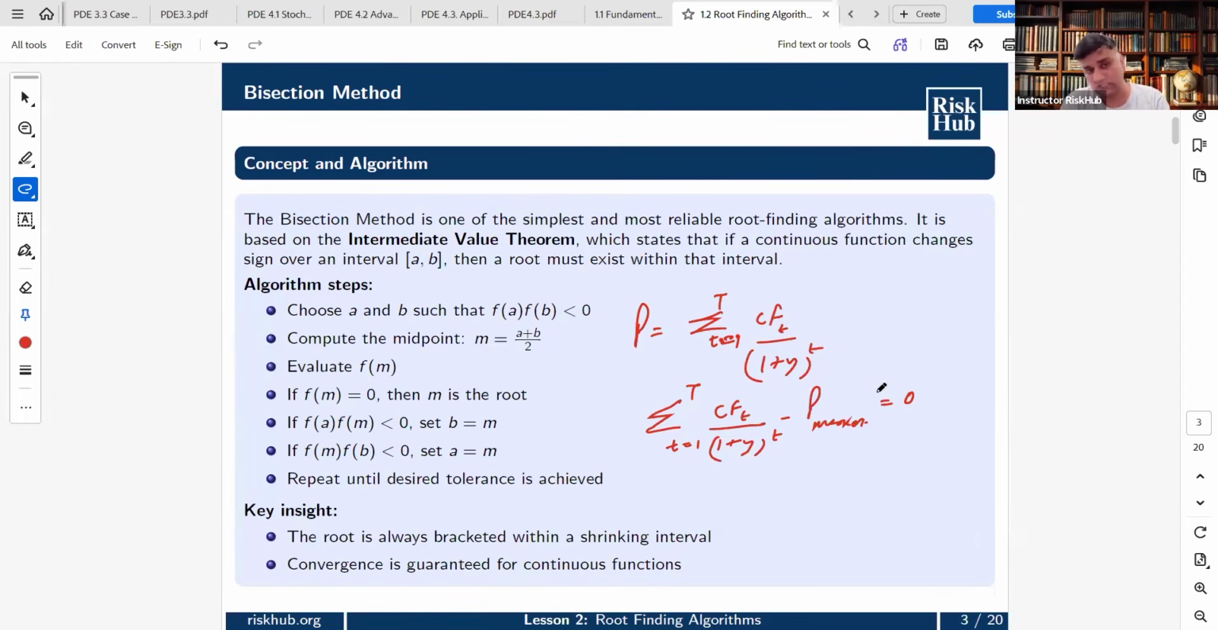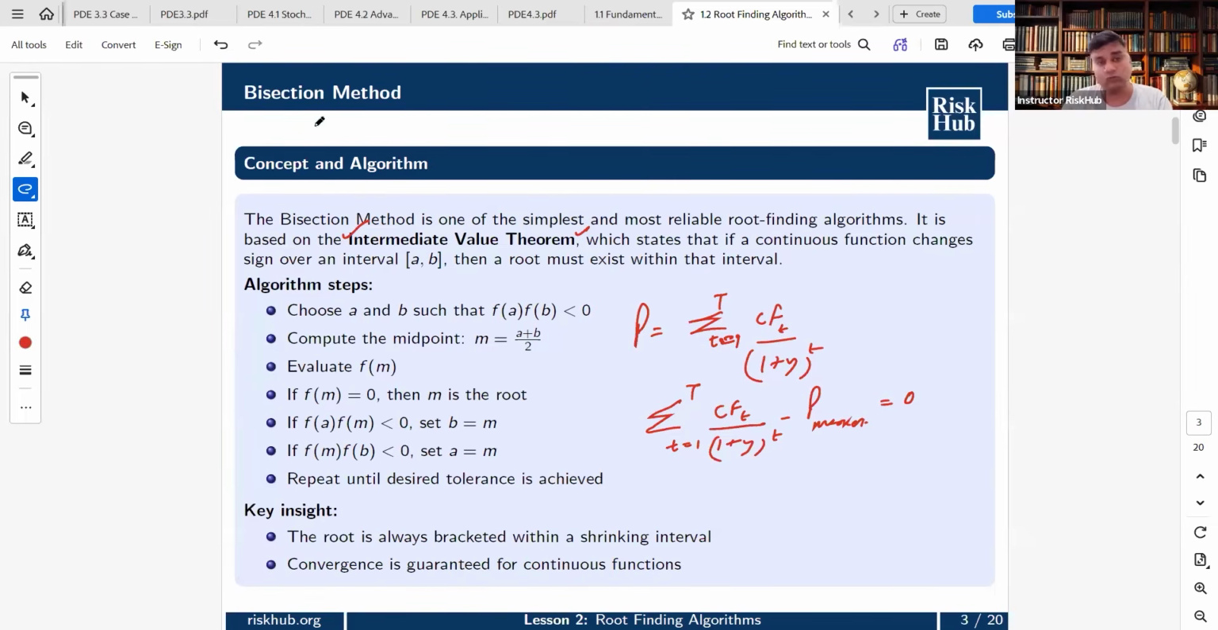And in this particular thing, the bisection method is the safest and the simplest root finding method. It relies on the intermediate value theorem I told you. If a continuous function changes sign between two points a and b, then there must be at least one root between them. That condition is f(a) times f(b) less than 0. This means one value is positive and the other is negative.